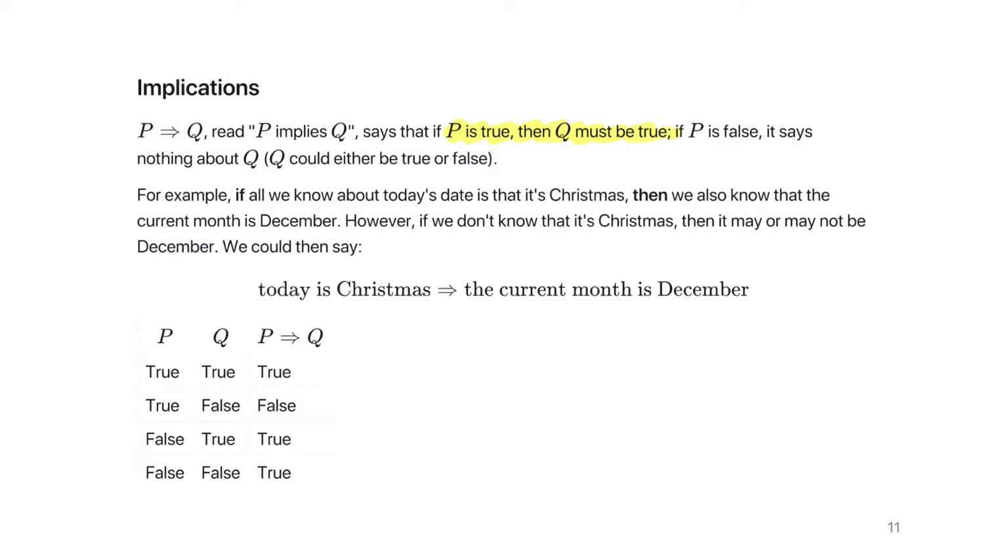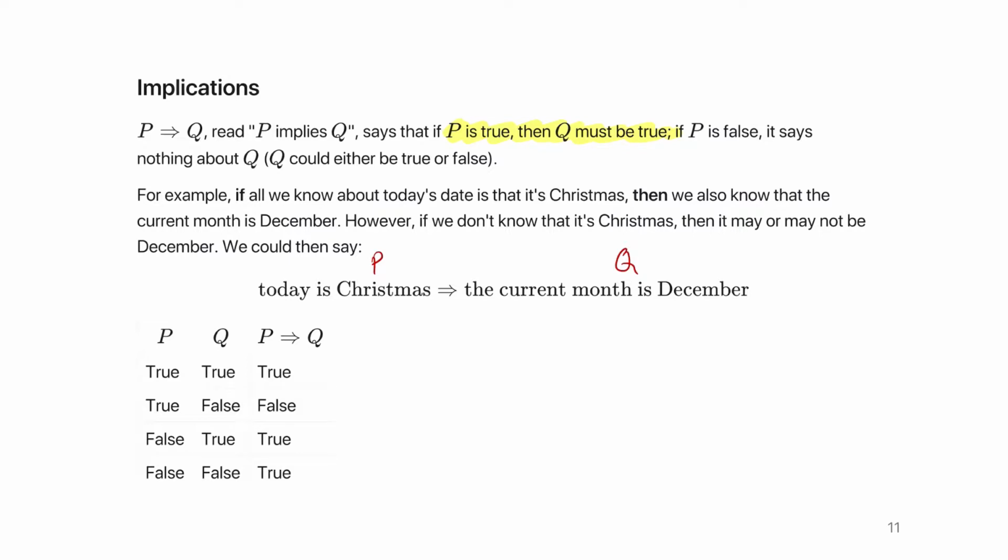So for example, if we know that today is Christmas, that implies that the current month is December. But if we don't know that it's Christmas, then the month could be anything. It may or may not be December. Is that clear? So here, we're treating P as today being Christmas, and Q as the current month being December. So if today is Christmas, so if P is true, then Q has to be true. Okay? So it's impossible for it to be Christmas and the month not to be December, unless you're looking at like Orthodox Christmas or something. If today is not Christmas, then the month could be anything.